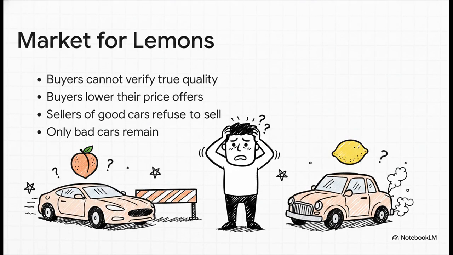Economist George Akerlof actually modeled this in his famous "Market for Lemons." It's like a chain reaction, because buyers can't verify if a used car is a genuinely good car, a peach, or a total lemon. They automatically lower their price offers just to play it safe. But because the offers are so low, the sellers of the actual peaches refuse to sell and just leave the market entirely. So what happens? Eventually, only the bad cars remain. It perfectly illustrates how bad products inevitably drive out the good ones when buyers and sellers aren't equally informed.